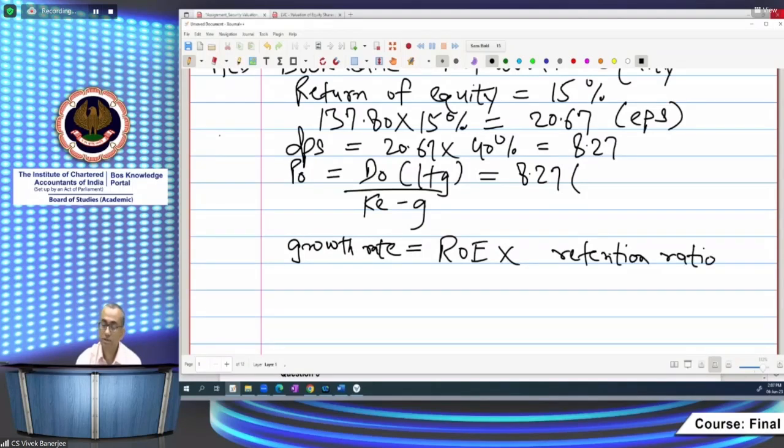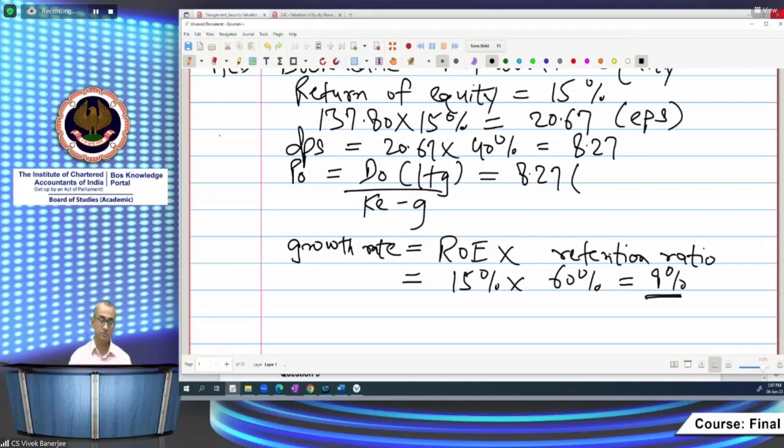Growth rate is the return on equity into the retention ratio. Return on equity is 15%, multiplied by the retention ratio. It is given in the question, it is 60%. So it will be 0.15 into 0.6. So growth rate is 0.09 or 9%. Growth rate is basically 9%.